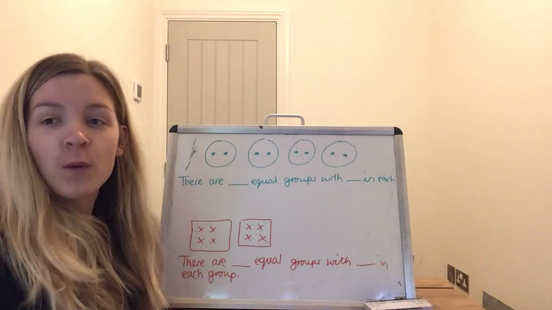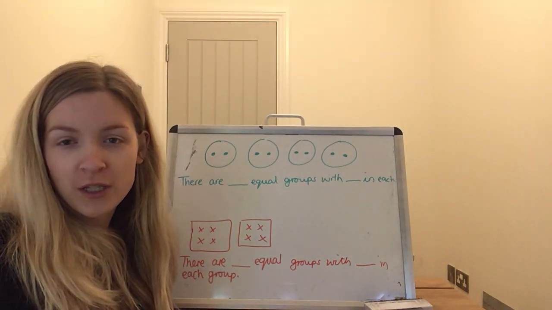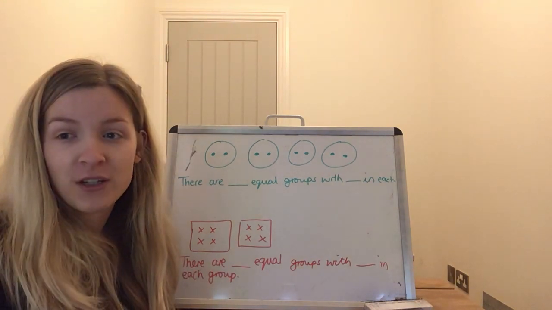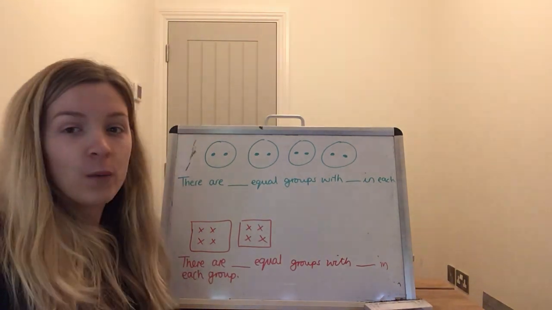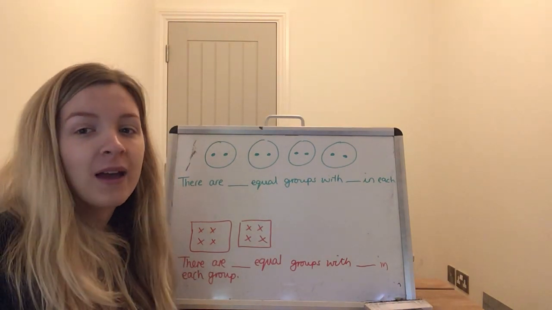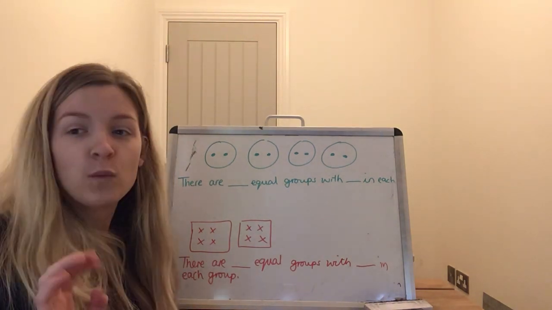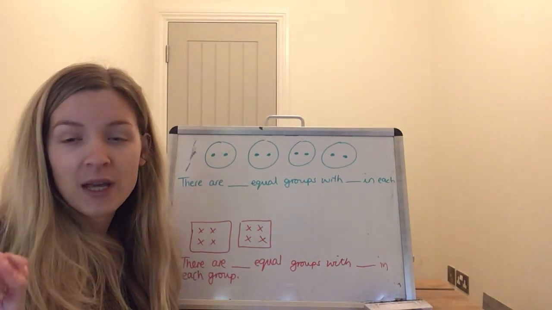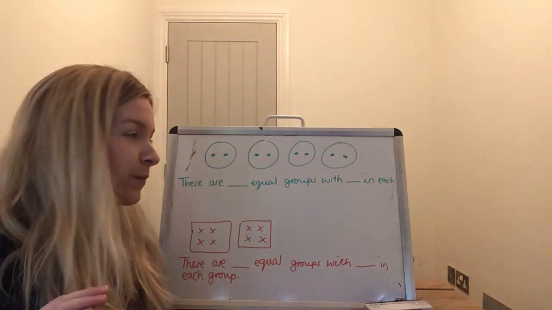So, we are going to move on to look at something slightly different today. We're going to be doing some multiplication, okay? So, we're going to focus on equal groups and seeing that we can spot them and thinking about how many we have in each group, okay?